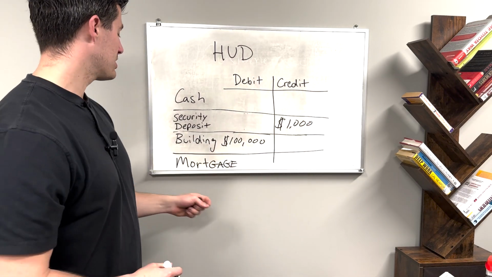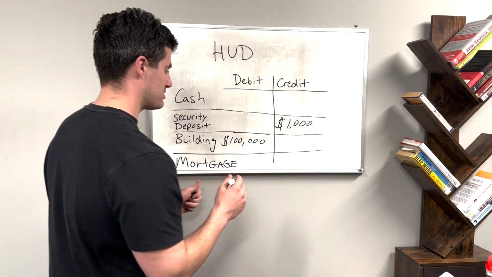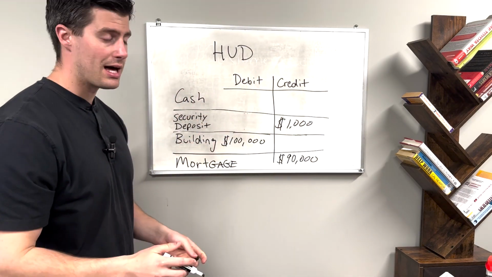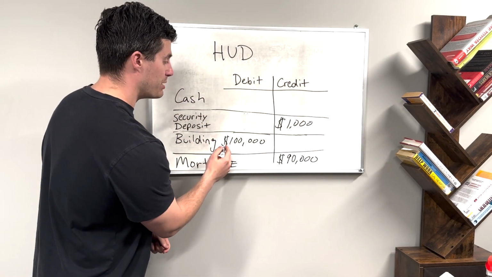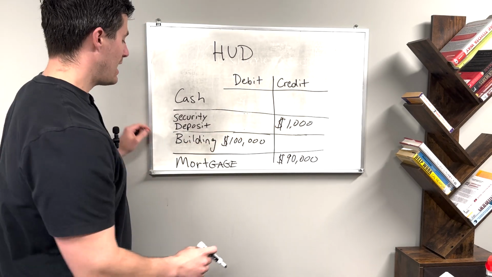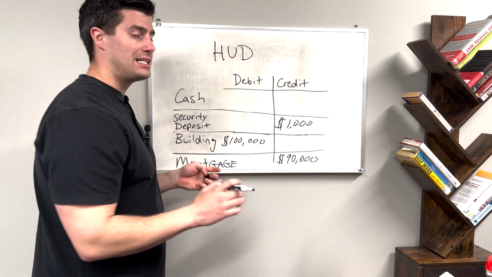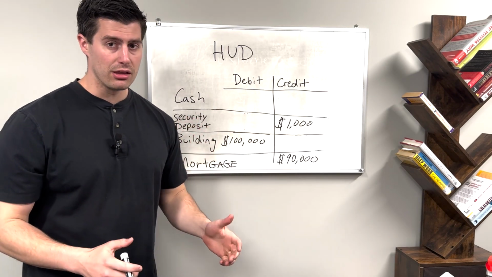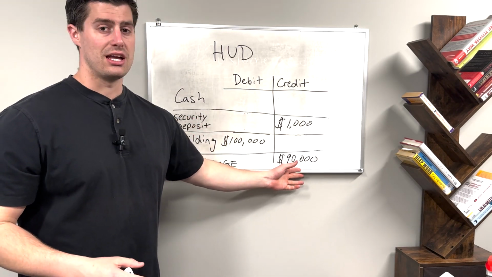And then the mortgage, let's say the mortgage is going to be for $90,000. So now if you look at our balance sheet, we're going to have an asset of a building for $100,000. Our security deposit account should be zero. And then our mortgage is going to be $90,000. We're going to see a liability on our balance sheet for the outstanding mortgage.